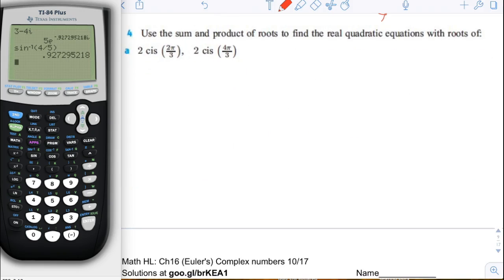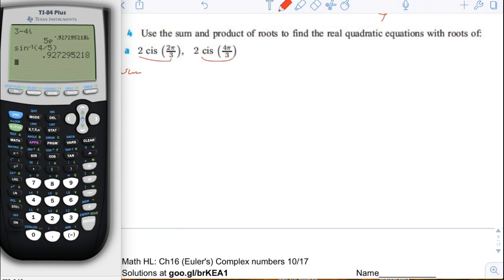Last one. Use the sum and product of roots to find the real quadratic equation with roots of 2 cis 2 pi over 3 and 2 cis 4 pi over 3. So assuming that these two are the roots, we're going to first find the sum of the roots, and then we're going to find the product of the roots.